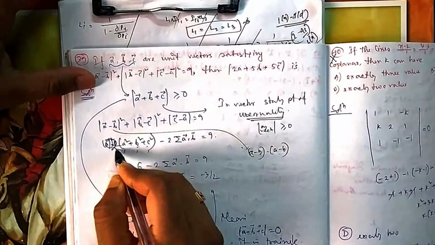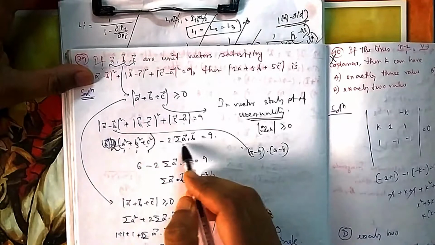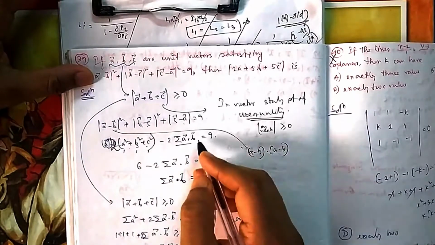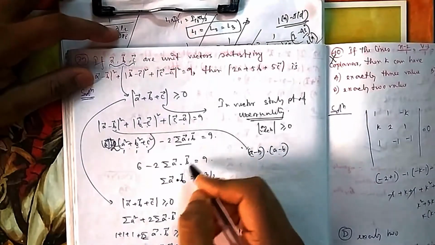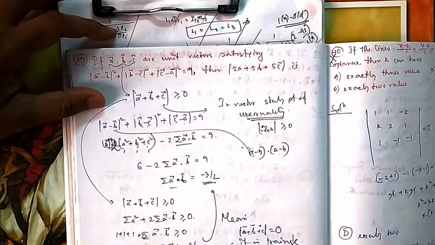All multiplied by 2, because you will get 2 times. And then you will get 2ab, 2bc, 2ca. That's why I am writing it as summation of ab in the symbolic pattern. So this is actually summation of ab. If you do it, it is minus 3 by 2.